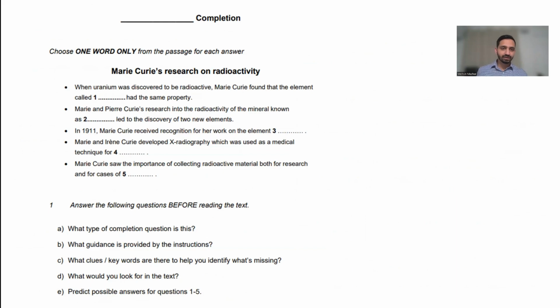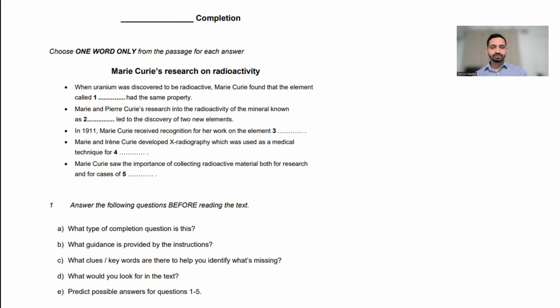All right, so this is the completion. Let's just do this activity. Number 1, what type of completion question is this? What guidance is provided by the instructions? What clues, keywords are there to help you identify what's missing? What would you look for in the text? And predict possible answers from question 1 to 5. Do this activity on your own. Go back to the previous screen, read the article, and fill in the gaps by yourself. Once you complete this activity, come back, and then we are going to review the answers.